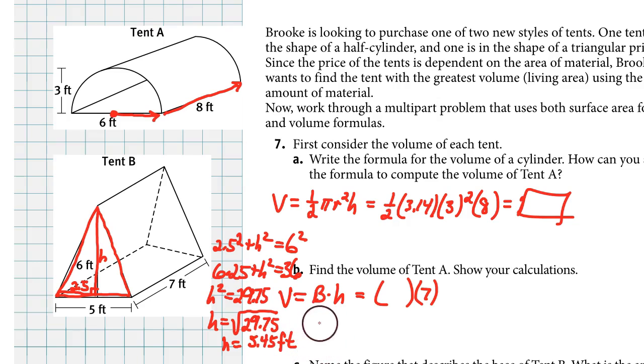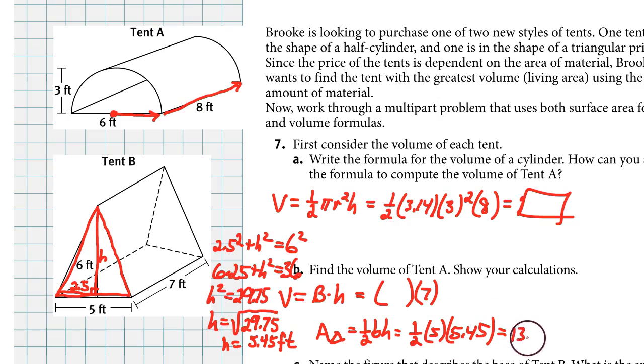The reason why we found the height of the base was to find the area of the triangle-shaped base. Area of a triangle is 1/2 base times height. So that's 1/2 times 5 times the 5.45. This is 13.6 square feet. That's the area of the triangle, which in our volume formula is the capital B. So in the parentheses, we fill in 13.6. 13.6 times 7 makes 95.4 cubic feet.